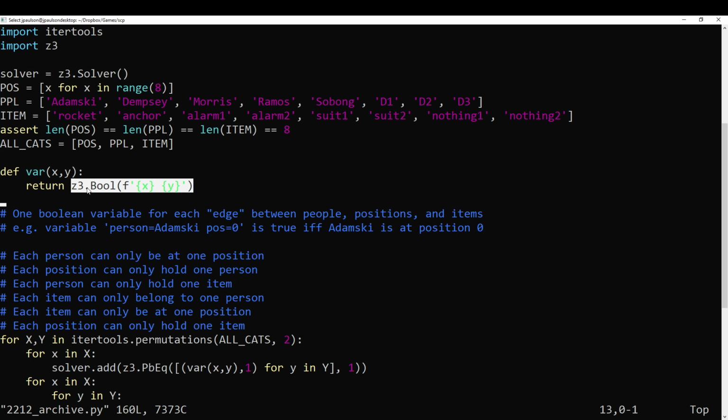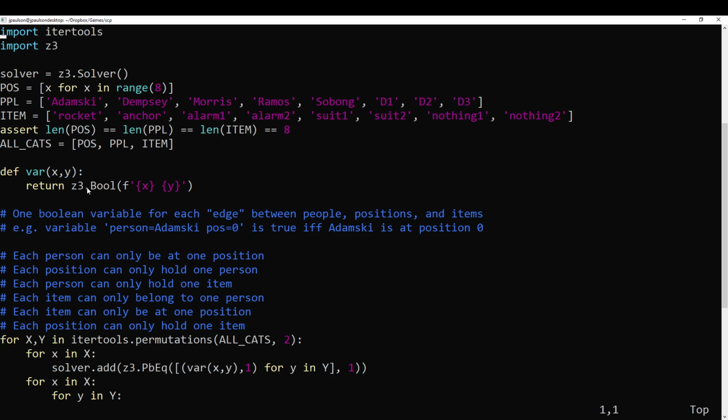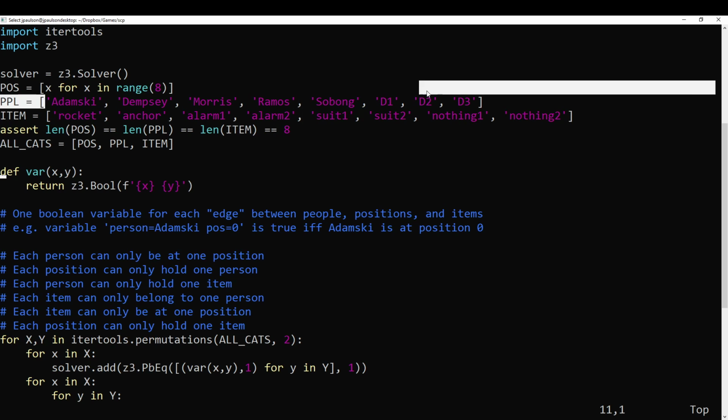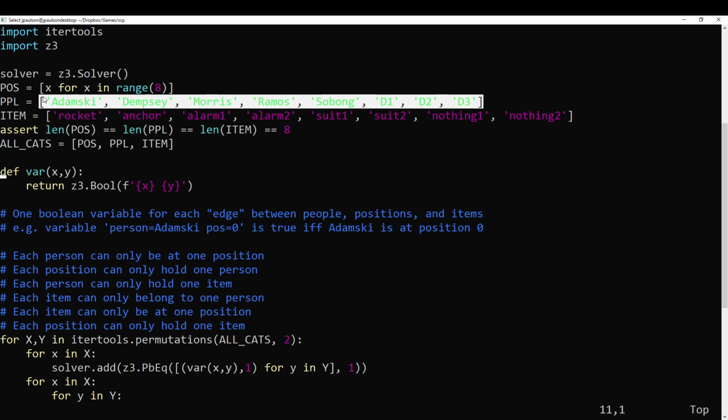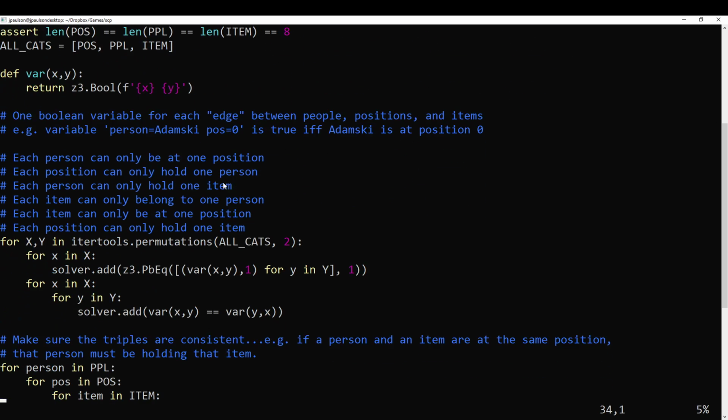Obviously we couldn't just check all 2 to the 192 true-false possibilities. So Z3 is doing something smarter than brute force. We are not going to go into what that is, mostly because I don't understand it myself. For this problem, it's actually small enough that we could just check 8 factorial squared permutations of people and items. But I want to show off how to use Z3 to do this, so we're going to do that.